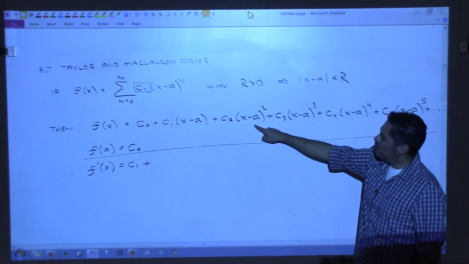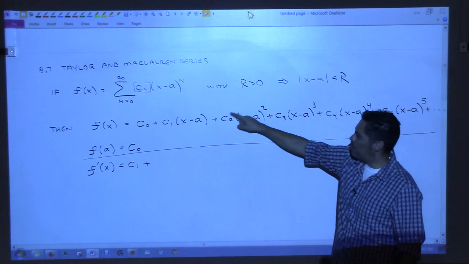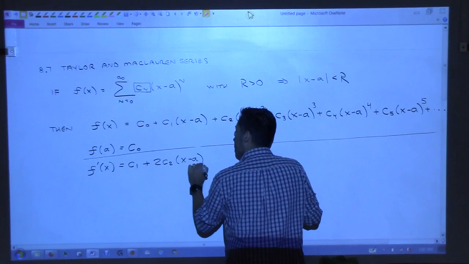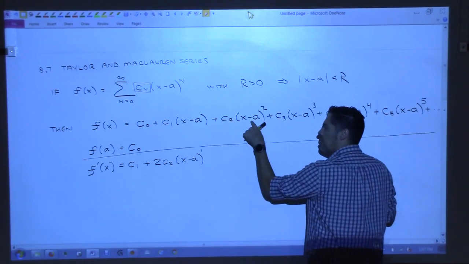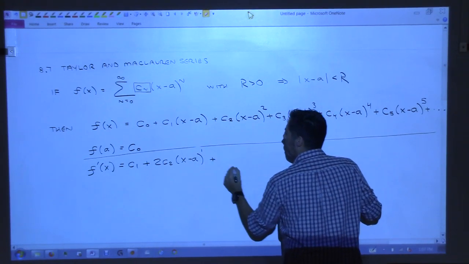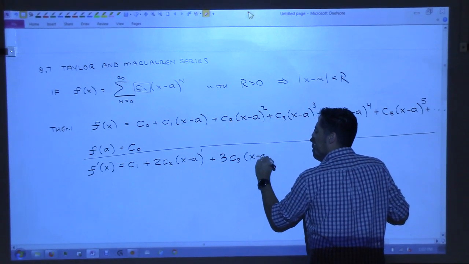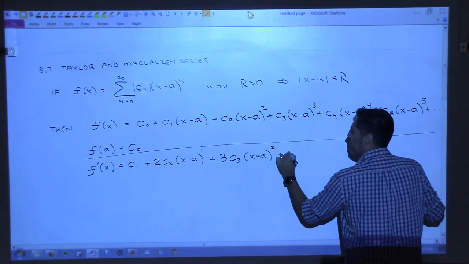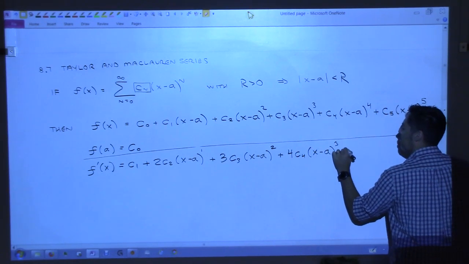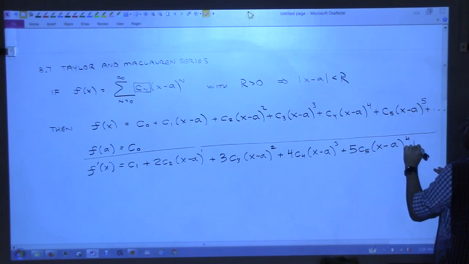Plus, okay, now derivative of this one. Be careful here. We did this last class. We did differentiate, right? So what's the derivative of this going to be? 2 comes out. 2 c sub 2 x minus a to the first power. Then you take derivative of what's inside of here, which we already know is 1, right? So that's it. What would the next one be? 3 c sub 3 x minus a squared. Next one, 4 c sub 4 x minus a to the third. Last one, 5 c sub 5 x minus a to the fourth plus, right?